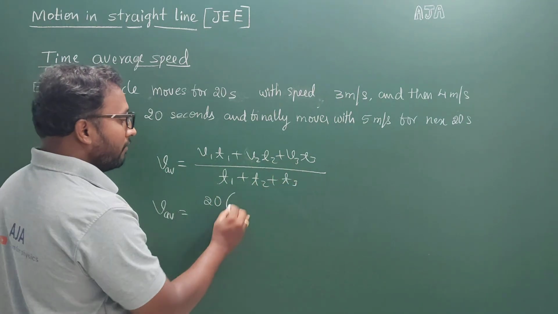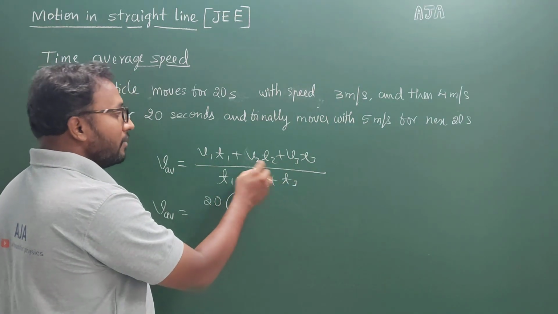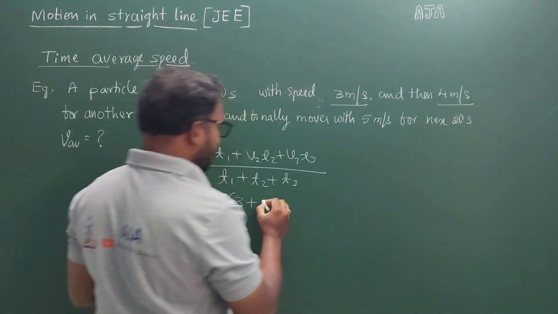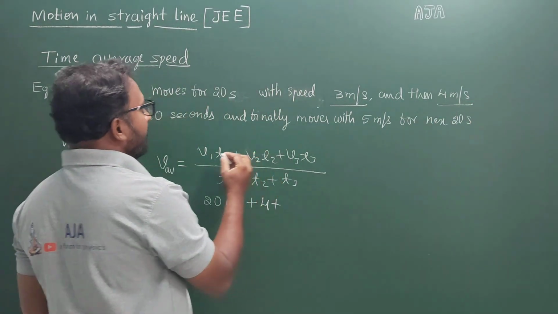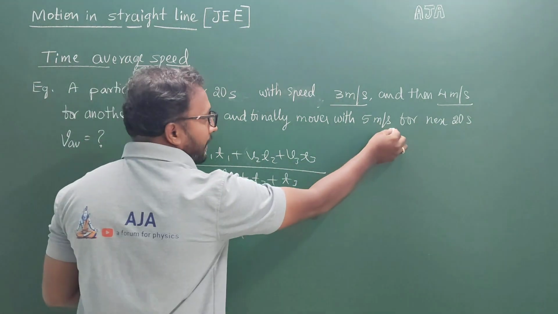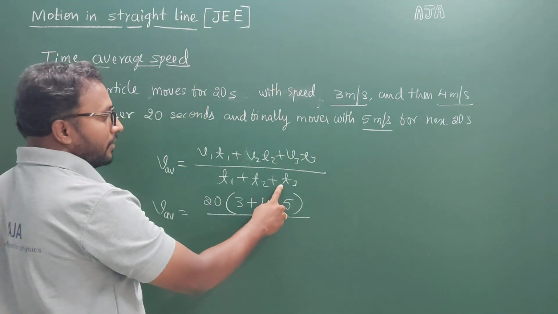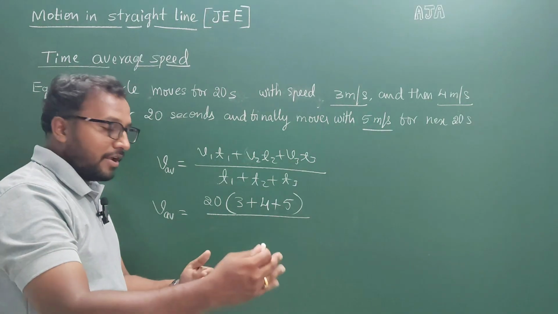V1, V2, V3. V1 is 3 meters per second, V2 is nothing but 4 meters per second, and V3 is nothing but 5 meters per second over here. That is divided by T1, T2, T3, which is nothing but 20, 20, 20.